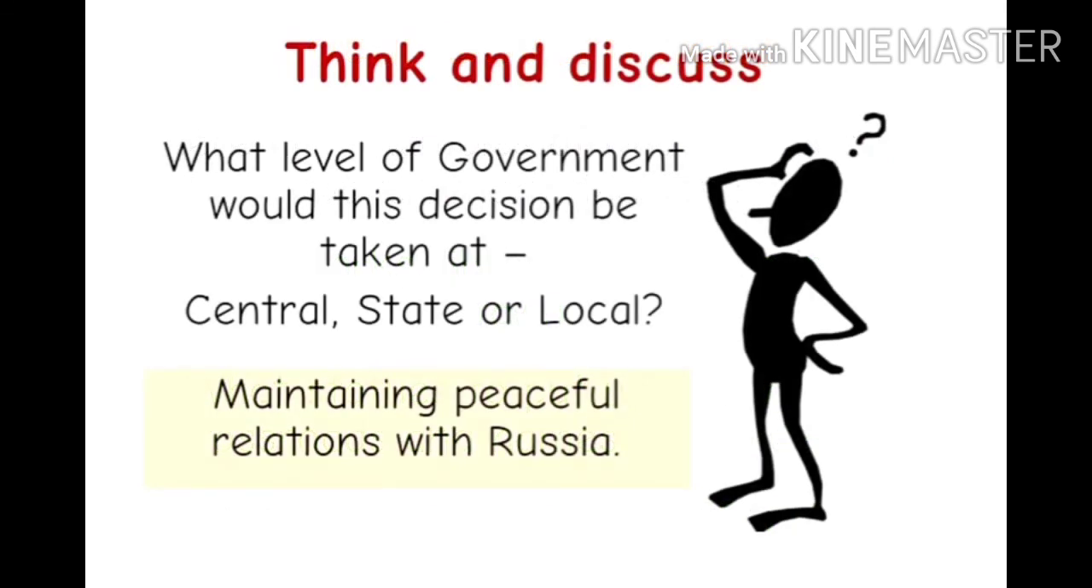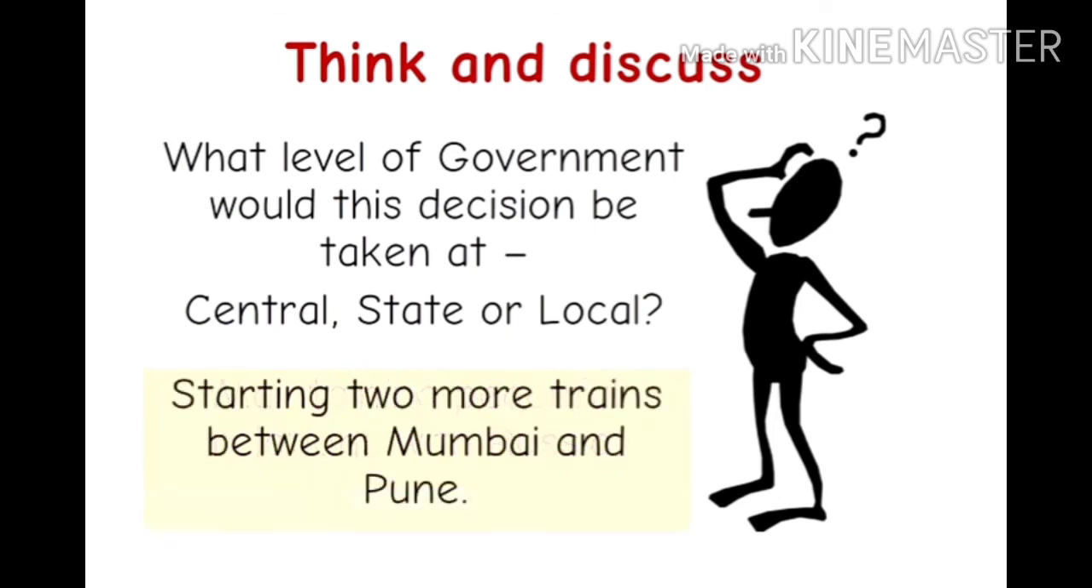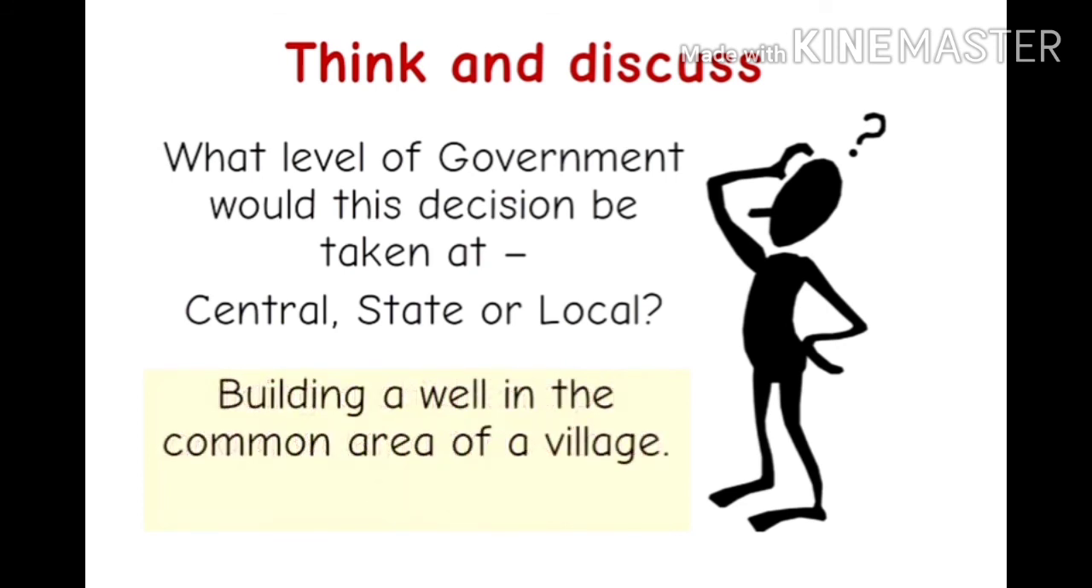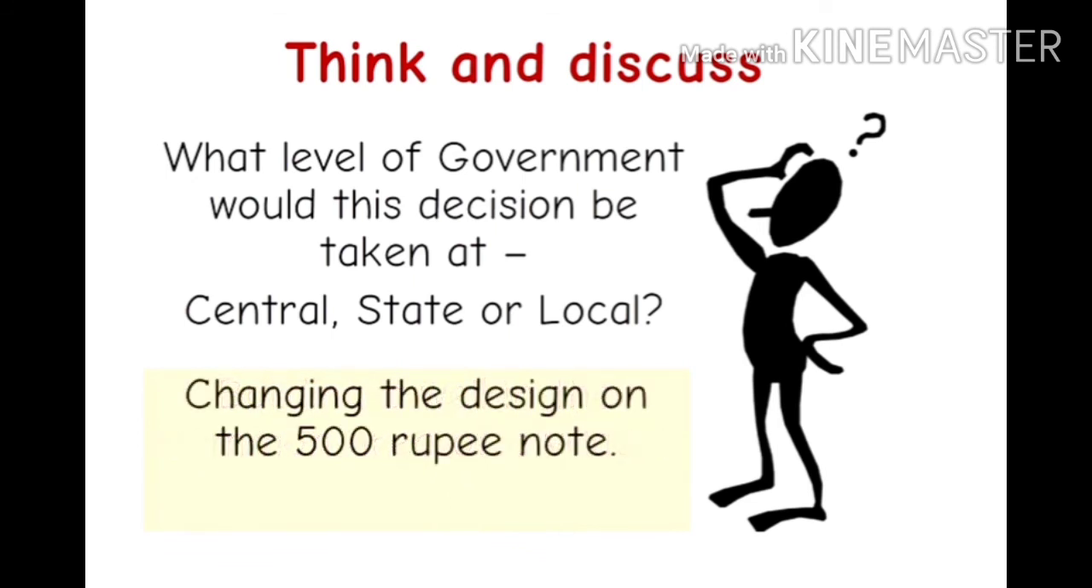Think and discuss. What level of government would this decision be taken at? Central, state or local? Maintaining peaceful relations with Russia. Starting 2 more trains between Mumbai and Pune. Building a children's park and a walking track in an area. Building a well in the common area of a village. Changing the design on the 500 rupee note.